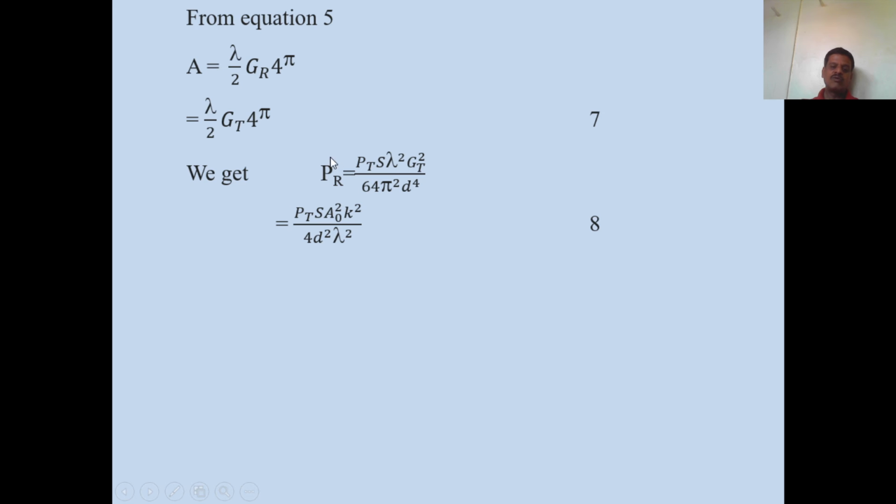Therefore, we have the received power, that is PR. PR is equal to PT into S into lambda square into GT square divided by 64 pi square d raised to 4. Here we substitute the value of A in equation number 5. Therefore, we get PR, the received power, equal to PT into S into A0 square into K square divided by 4 pi d raised to 4 lambda square. This is equation number 8. This is the received power.